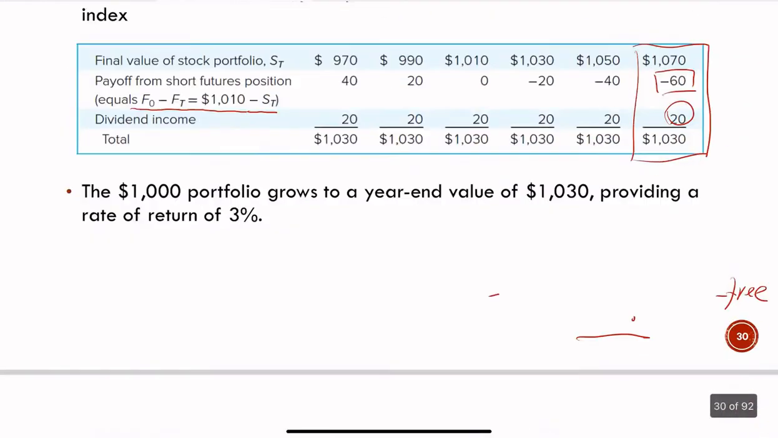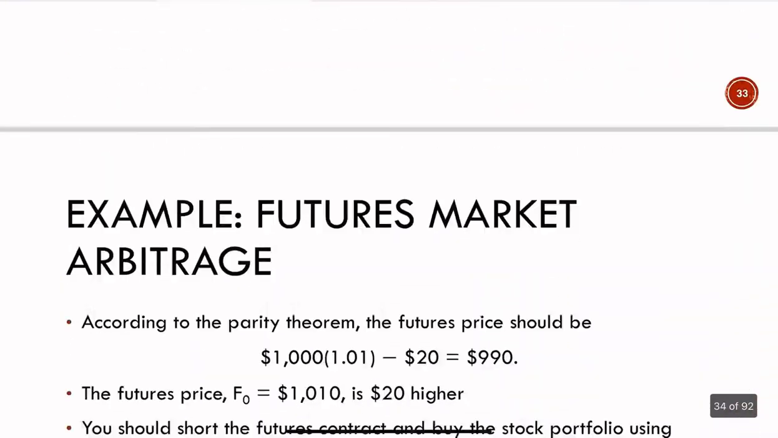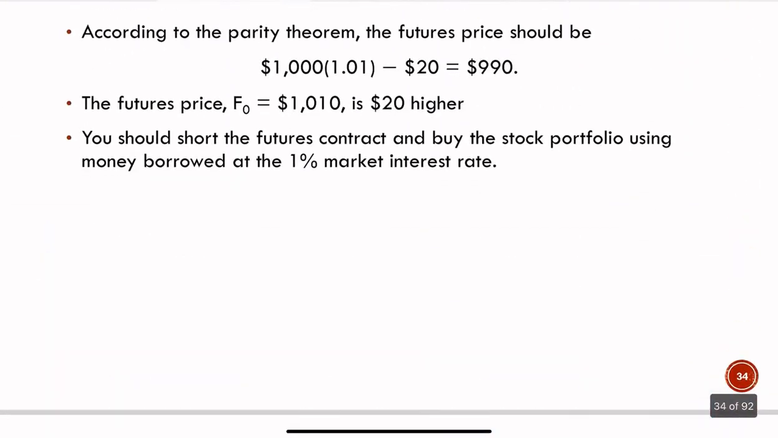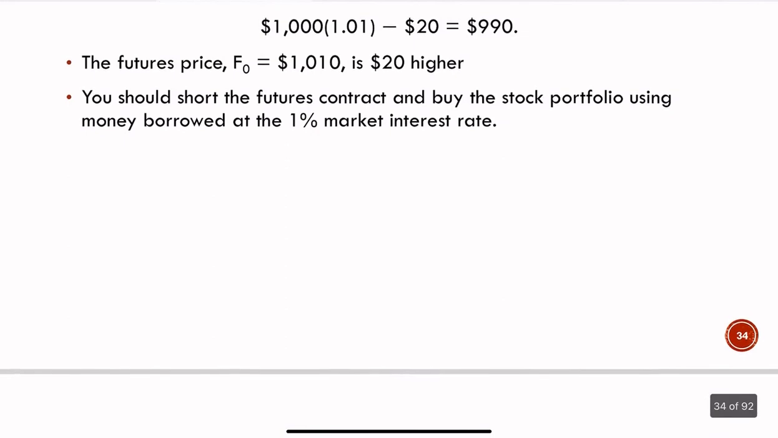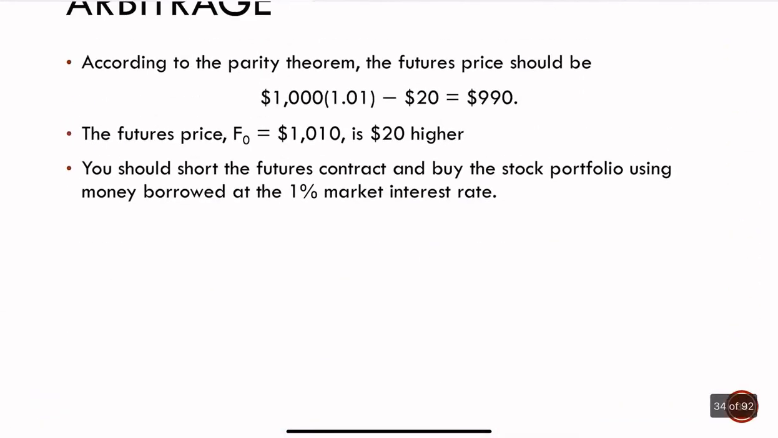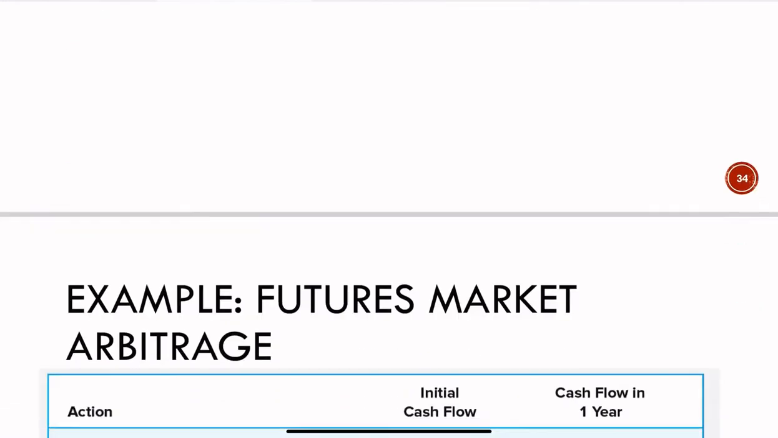Now let's see what you can earn from arbitrage. So let's see. Okay, so as I said, you will short the futures contract and buy this stock portfolio using the money borrowed at 1% interest rate. So now let's see what is your payoff.